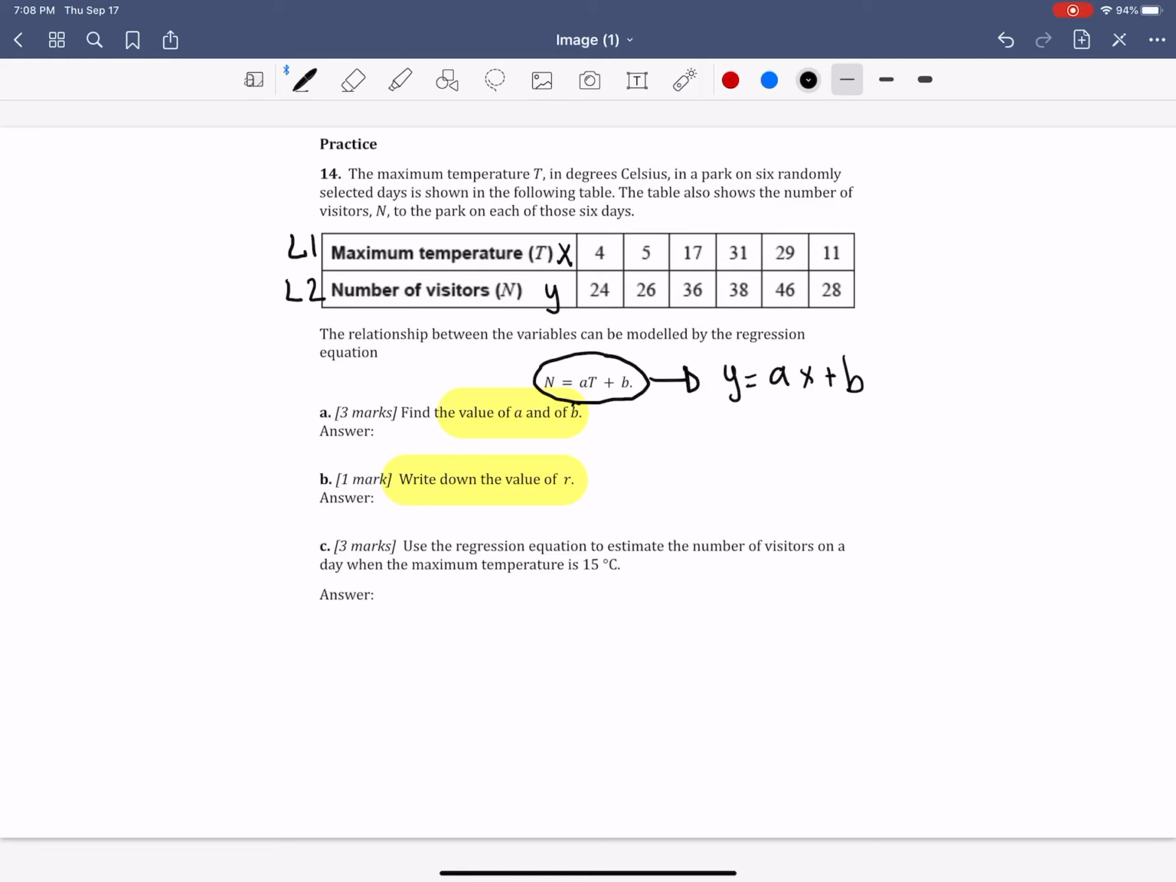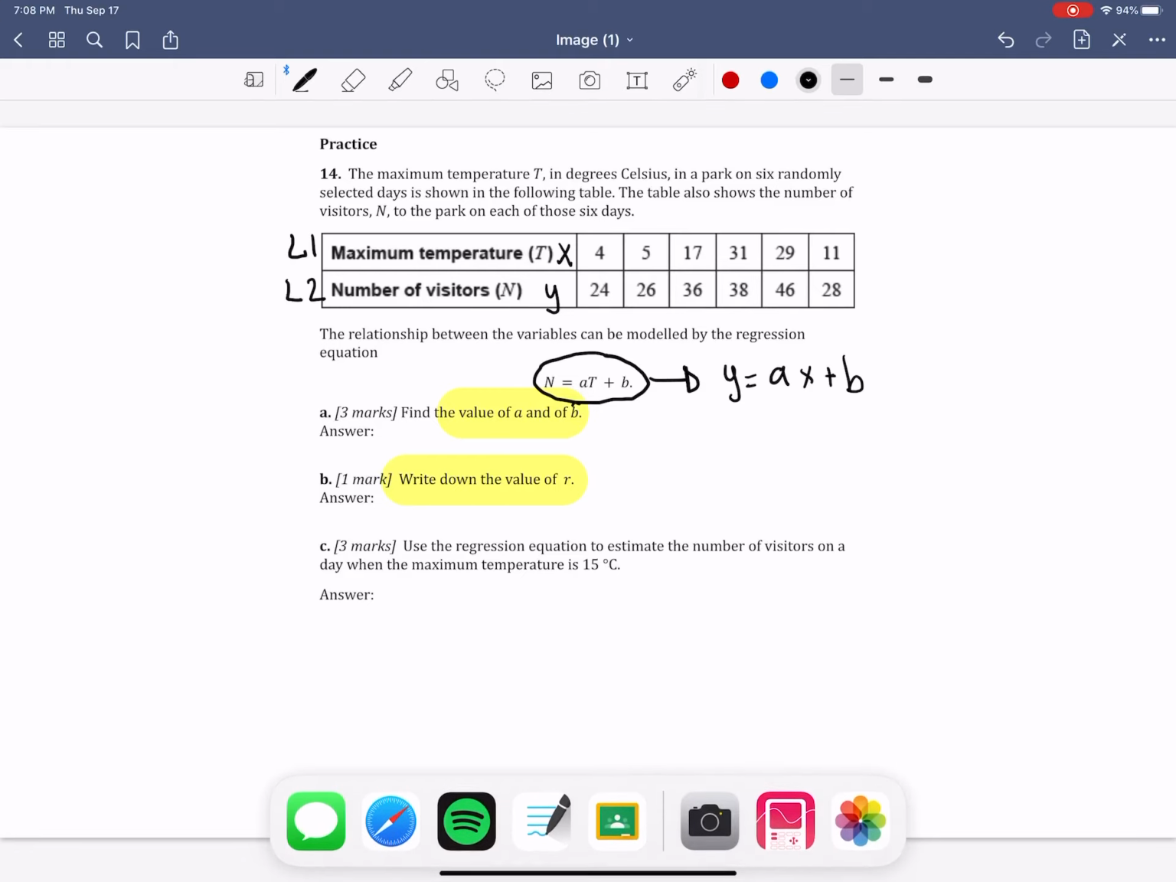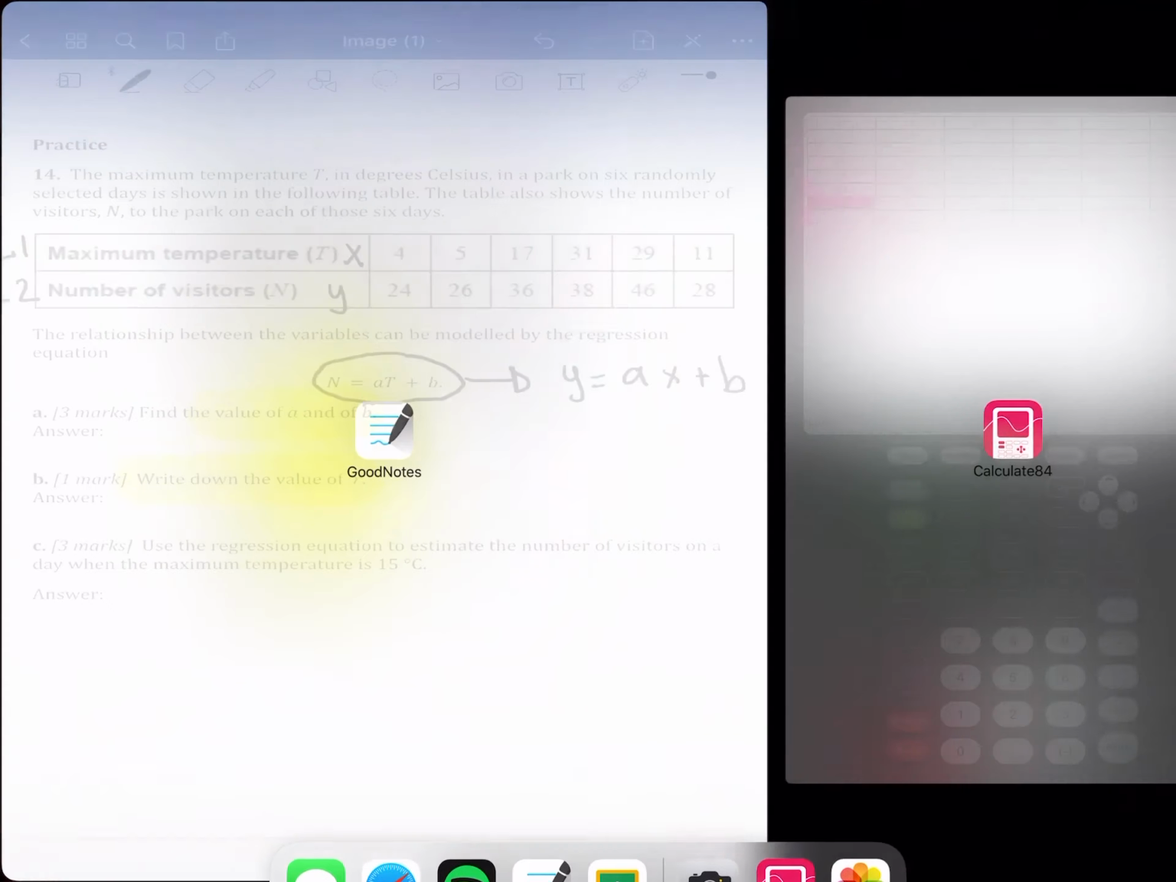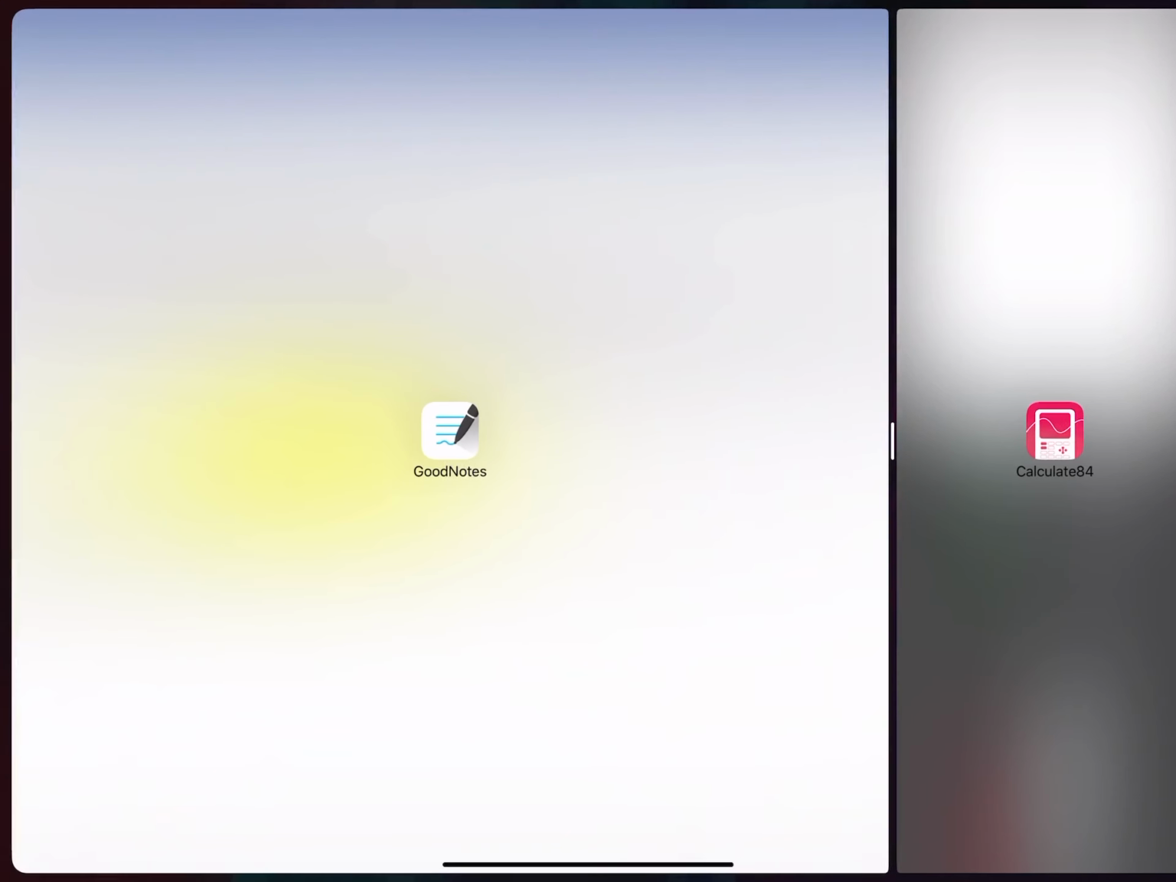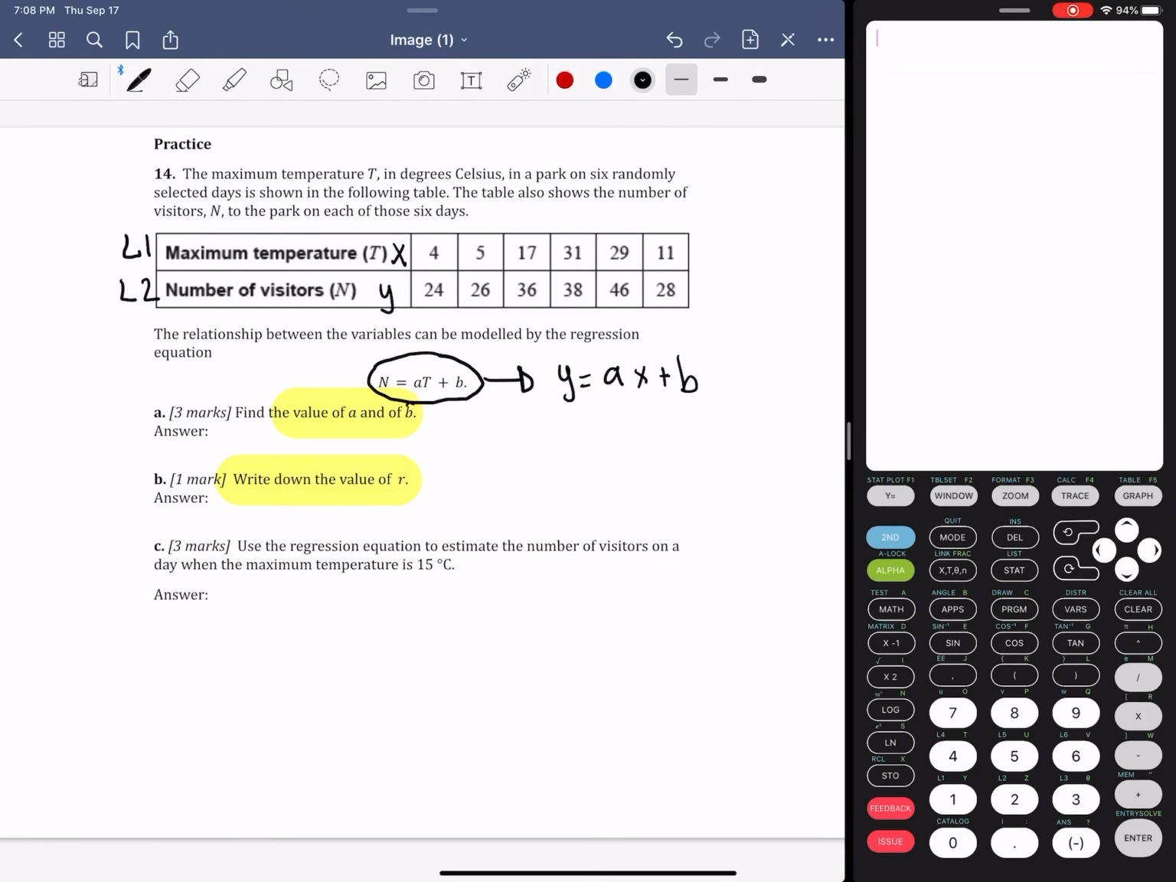Now, what I'm going to do to model that is open my Calculate84 app. I am using it on my iPad and it works the same way on my phone. As you remember, we changed our equation to be more friendly: y equals ax plus b. So again, that's my equation of a line. What I need to do is find my least square regression line and my correlation coefficient, which is R. Now, how do I find that using my calculator?